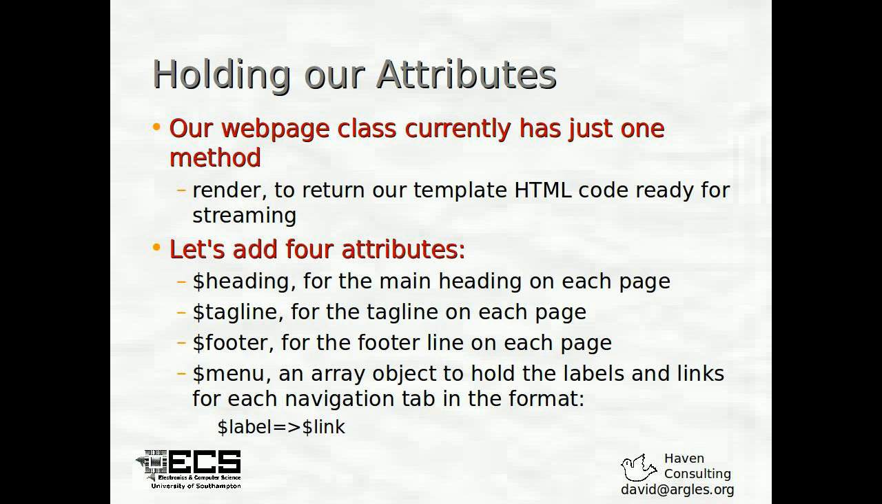We'll have $heading, which will hold the value for the main heading on each page. We'll have $tagline, which will hold the tagline for each page. We'll have $footer, which will hold the footer line on each page. And $menu, which will be an array object holding the labels and links for each navigation tab in the format $label pointing to $link.